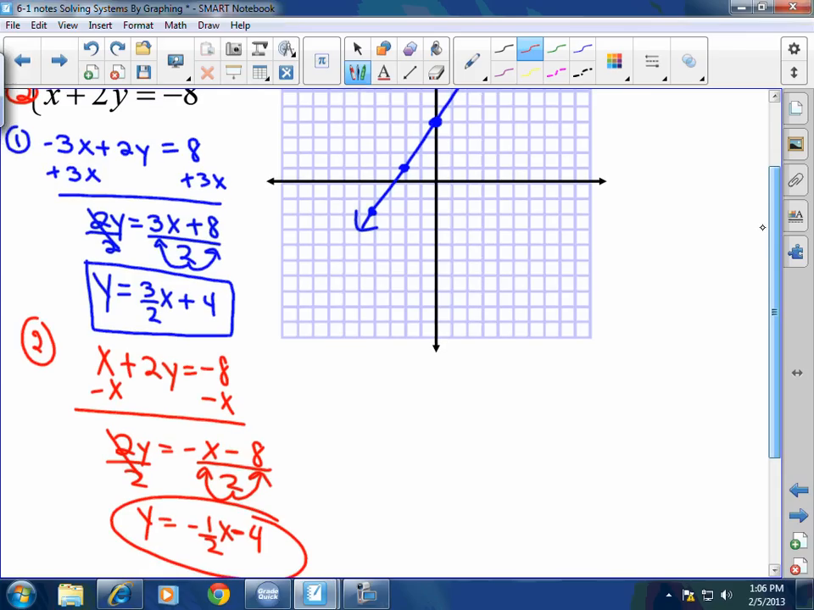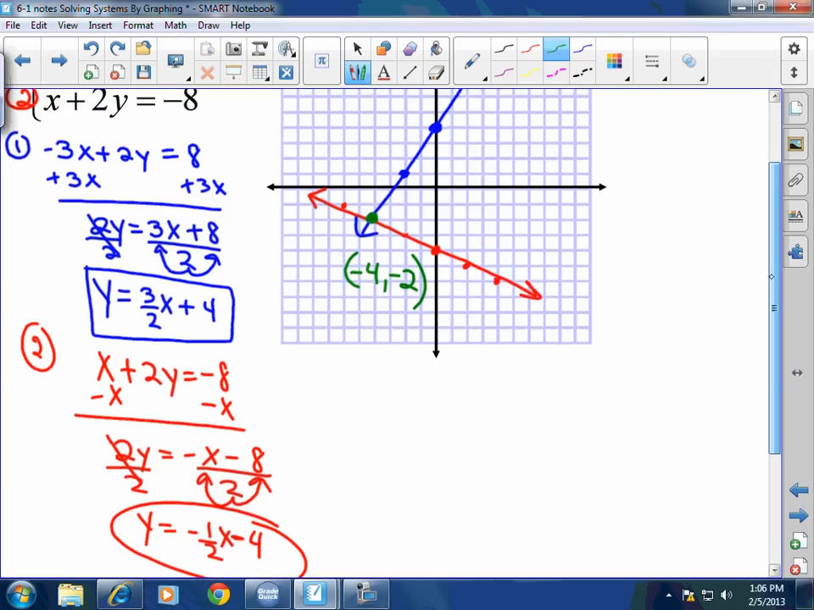So I got negative 4. 1, 2, 3, 4 is my y-intercept. Down 1 over 2. If I keep going down 1 over 2 to the right, I'm never going to intersect with the blue. So I'm going to go backwards. Up 1 over 2, up 1 over 2, up 1 over 2. Connect the dots. Make your line. Lo and behold, you have this intersection point right there, which is 1, 2, 3, 4, 1, 2. Negative 4, comma, negative 2.